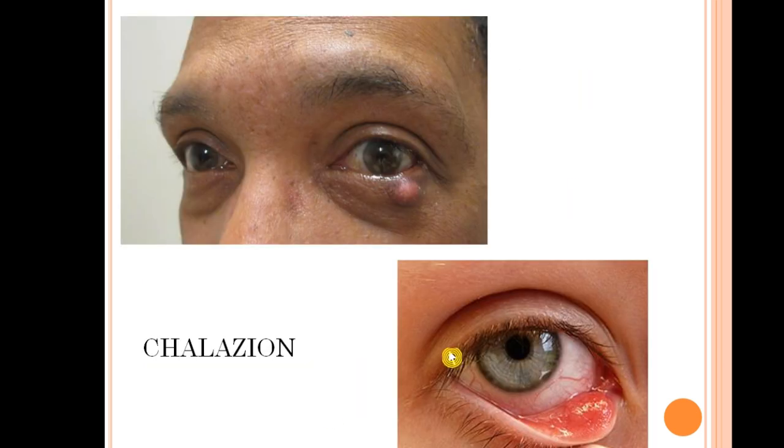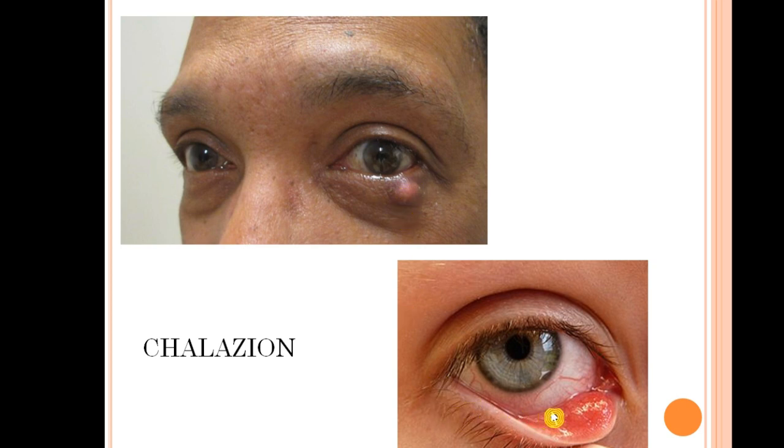And here you can see this is a chalazion, and you can see it is a nodular, focal swelling. You will differentiate it from blepharitis, in that in blepharitis the whole of the eyelid will be involved, whereas in chalazion a focal area is involved. And how are you going to differentiate it from the hordeolum? The hordeolum is also going to be a focal swelling like that, but the hordeolum will be a painful swelling, while this swelling will be painless.